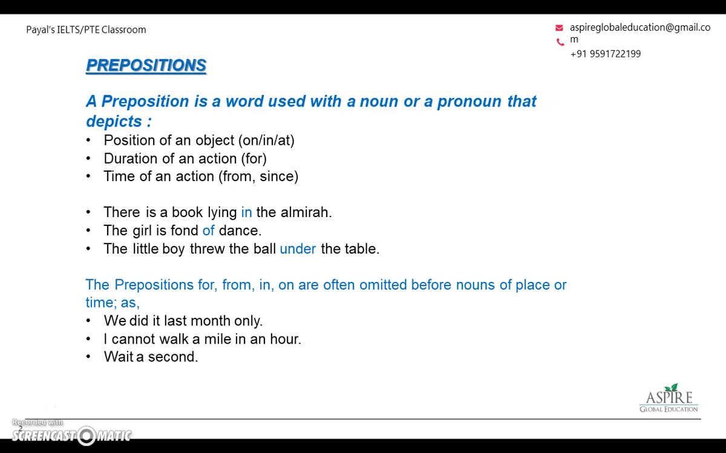So for example, I have been working in this company from the last 3 years. That means I started in the past and maybe I'm continuing, and it basically indicates the time of action, the period.